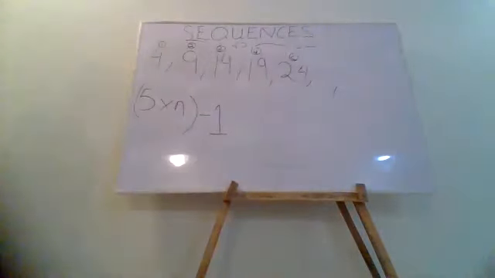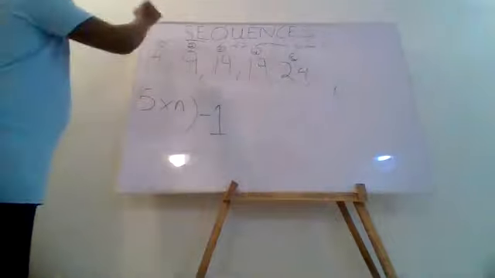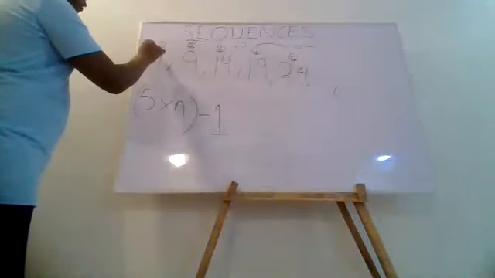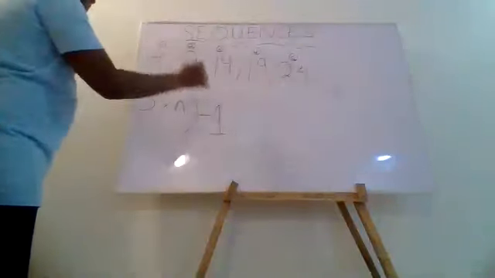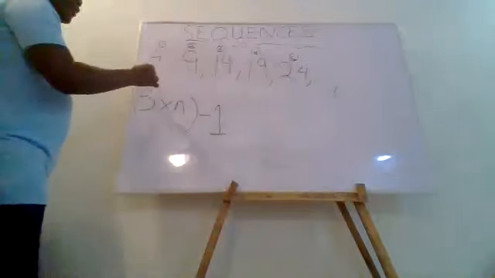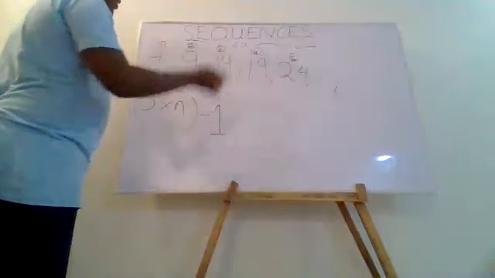So if you want to test it, you can test it out. 5 times 1 is 5, minus 1 is 4. 5 times 2 is 10, minus 1 is 9. 5 times 3 is 15, minus 1 is 14.